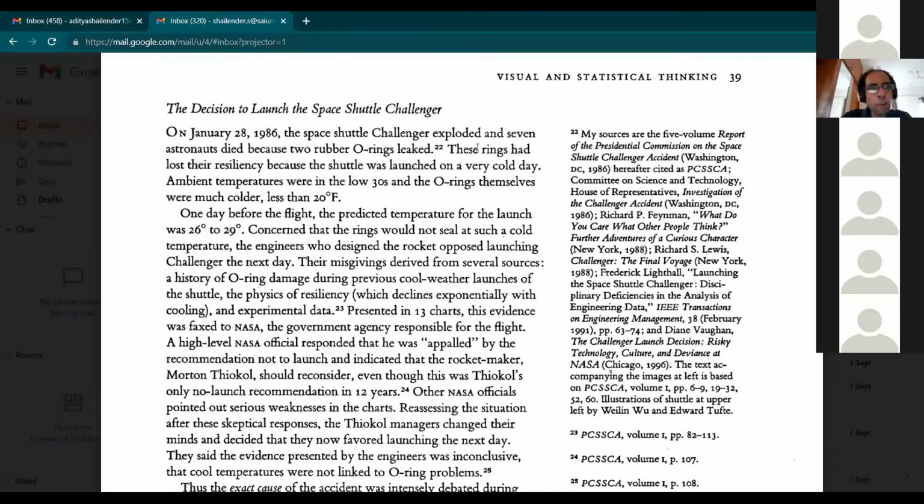And just to give you a preview of what is to come, it came down to the fact that what was presented as data visualization from these engineers to NASA, right, was a very poor data visualization. That is, it was not sufficient for us to actually make a decision not to launch.